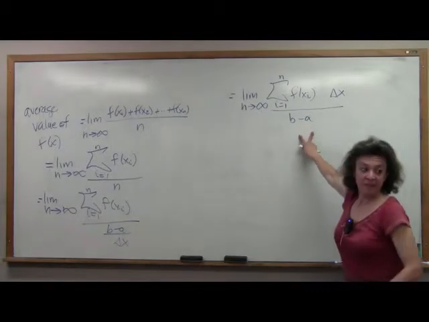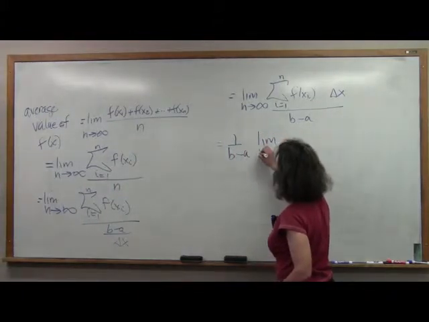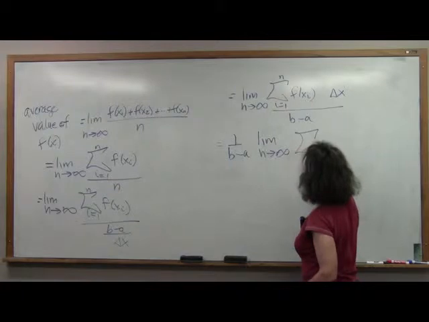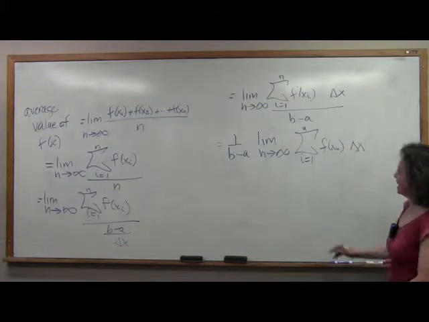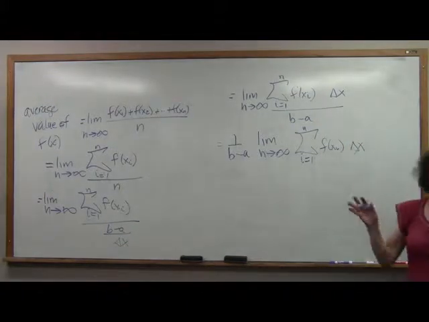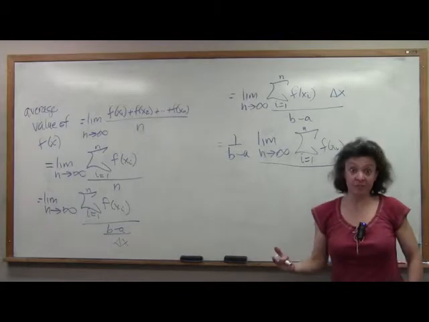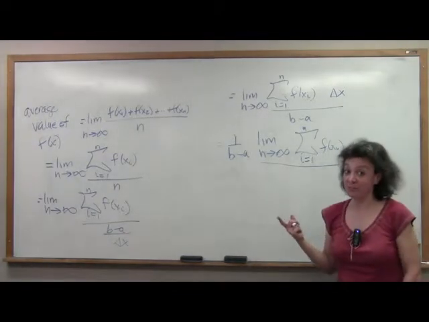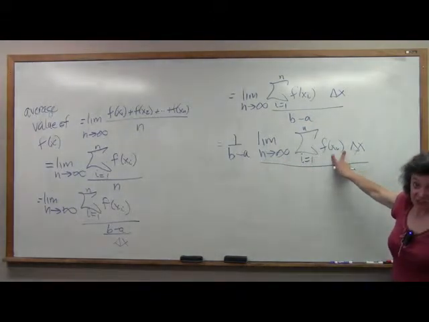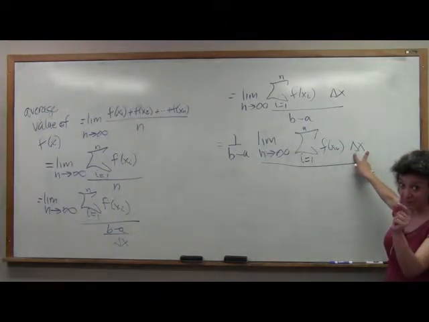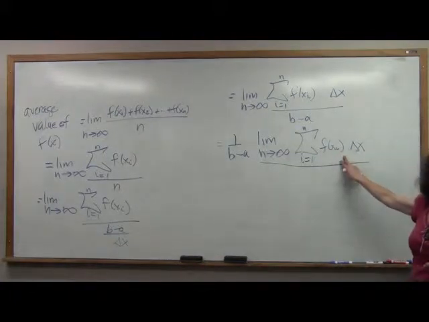Okay, first off, this b minus a is not relevant for my limit, so I could say that's 1 over b minus a times the limit as n goes to infinity of the sum from 1 to n of my function values times delta x. Now let's stop for a second. I'm hoping that this rings a bell and looks familiar to you, because I claim that we've played with this before. When you take the limit of this sum, notice it's function values times the length of each subinterval. Start thinking about areas of rectangles. This is our Riemann sum.